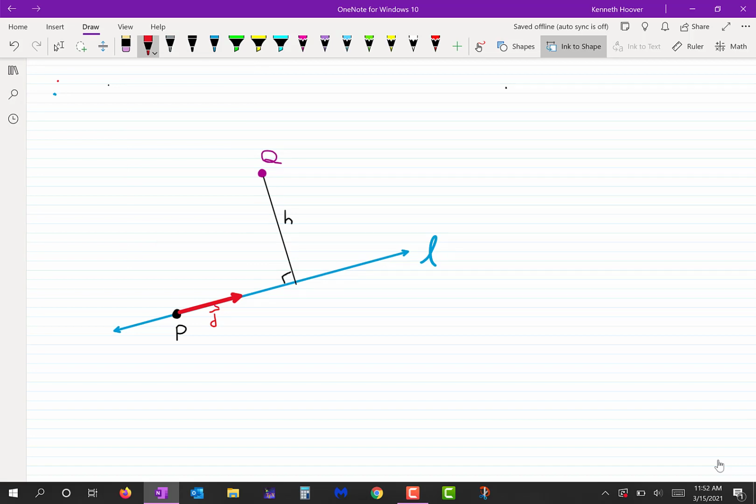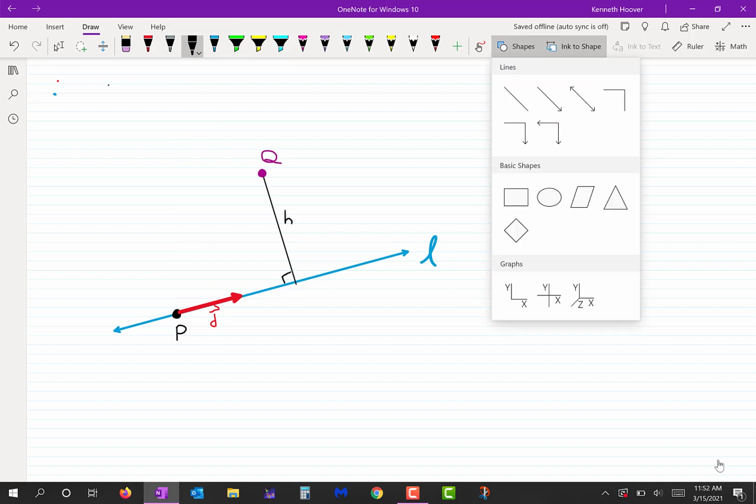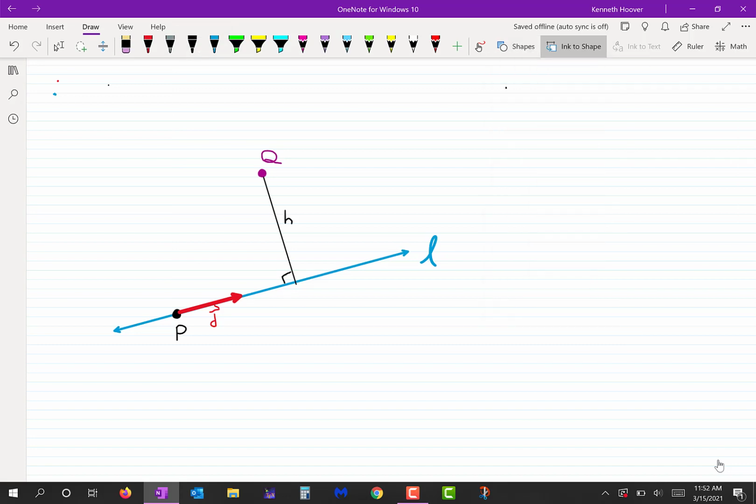Okay, here's what we're going to do. Let's draw in the vector from P to Q. We'll call that vector PQ, like this. There's an angle here. I don't know what it is. Let's call it theta.